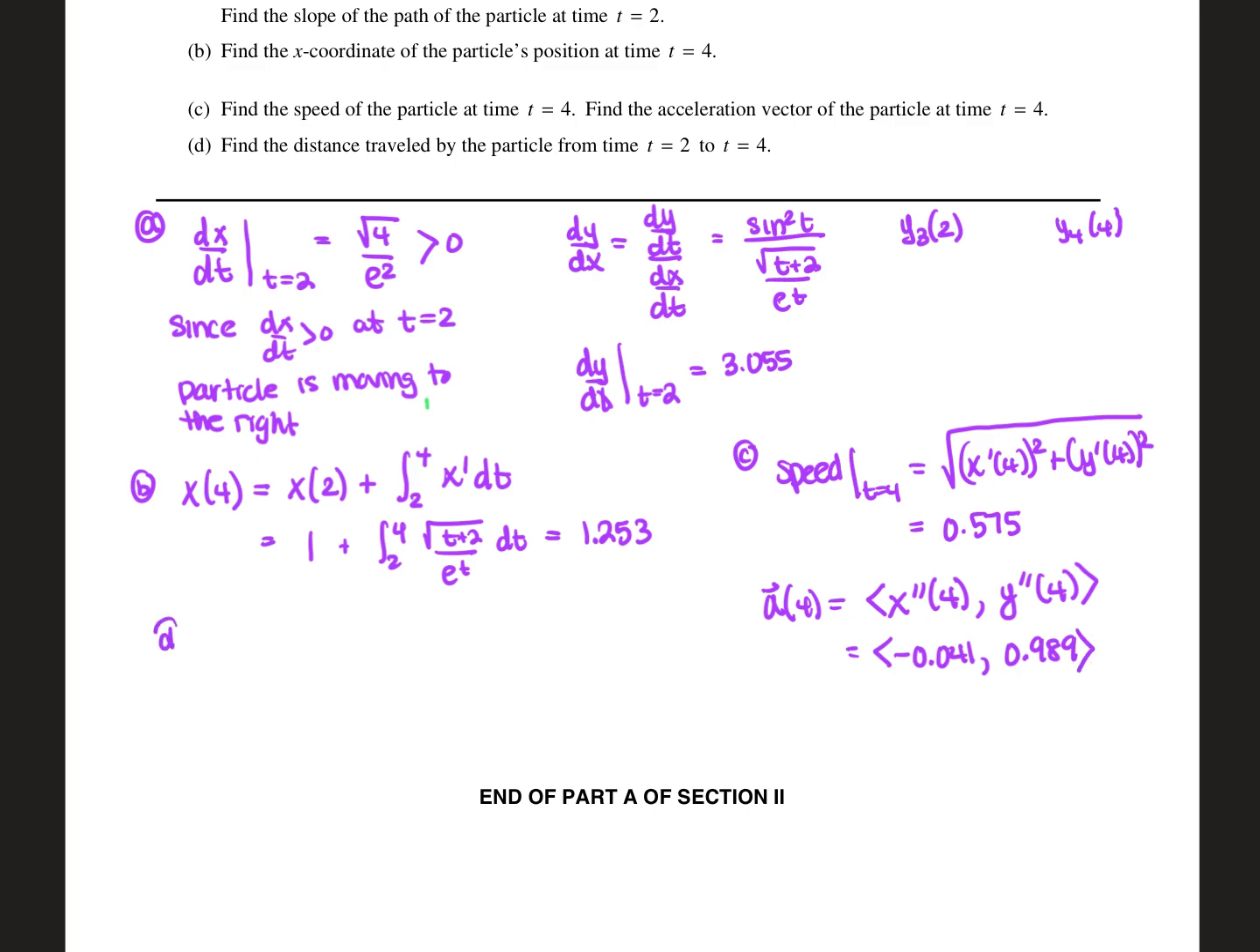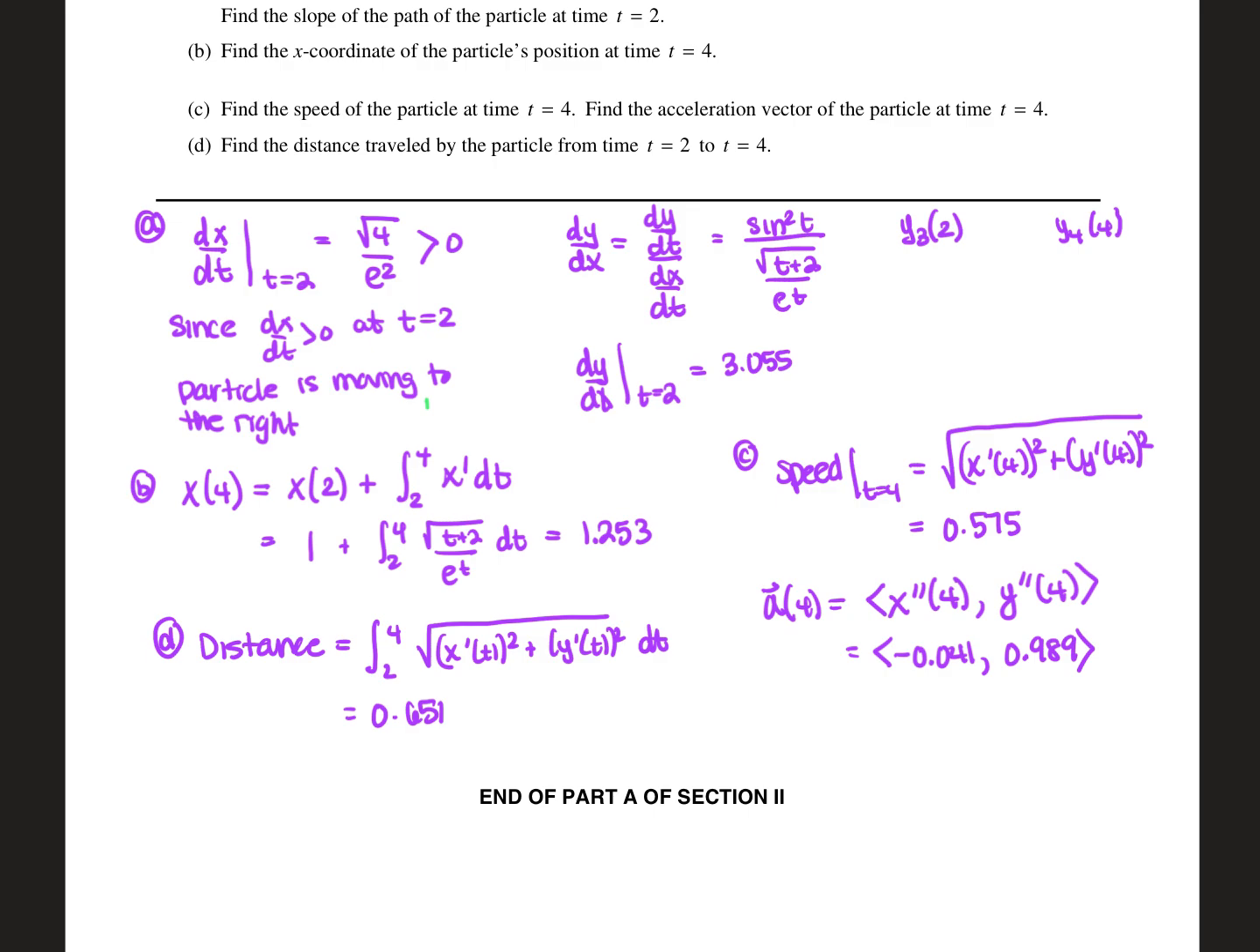And lastly, part D. D says the distance traveled from 0 to 2. So remember, the distance traveled is the integral of speed. So we're going to integrate from 2 to 4 of the speed formula dt. And again, in your calculator, you're going to go to your home screen, Math 9, get the integral, then grab y4 and integrate it. And this works out to be 0.651.